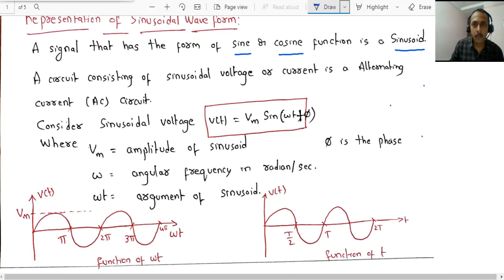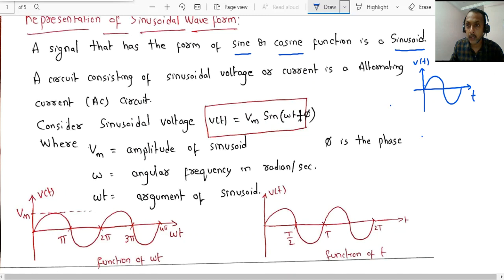Why are these two very important sinusoidal forms? While dealing with AC circuit analysis, the voltage waveform or the current will be an alternating quantity, and more specifically it will be a sinusoid. If this is the voltage as a function of time, with time on the x-axis, this represents an alternating quantity which is sinusoidal in nature.